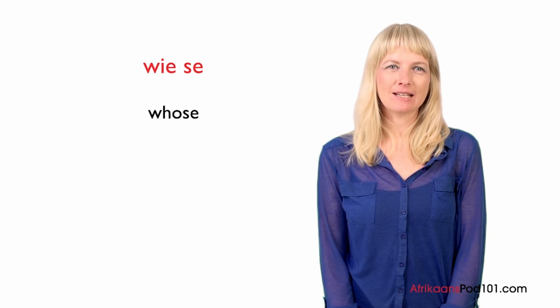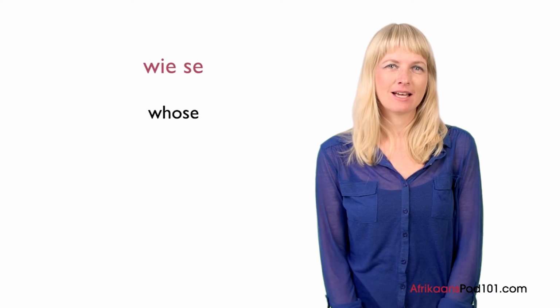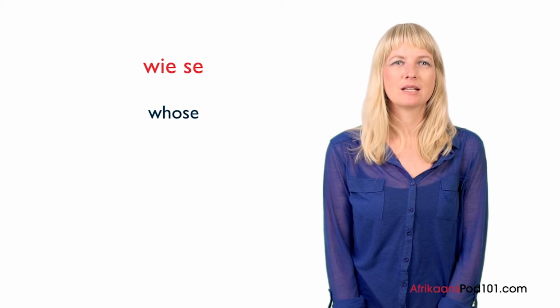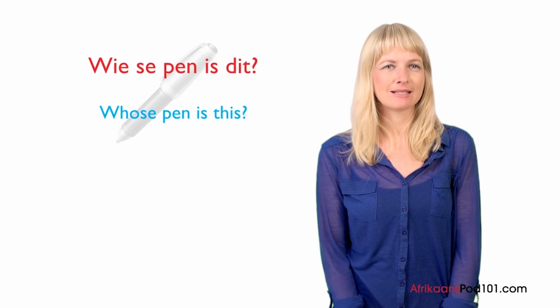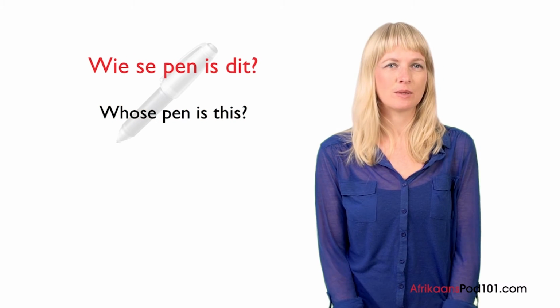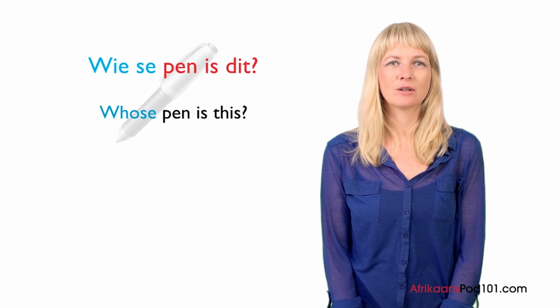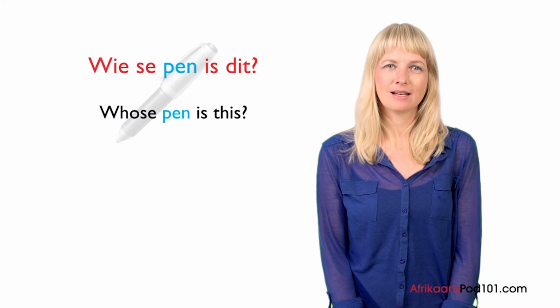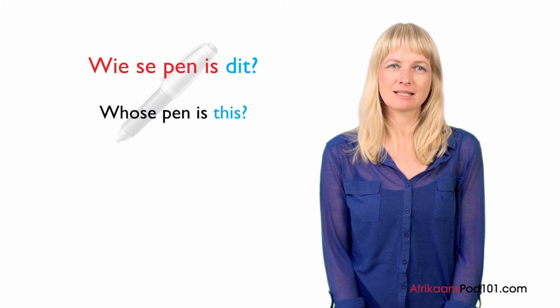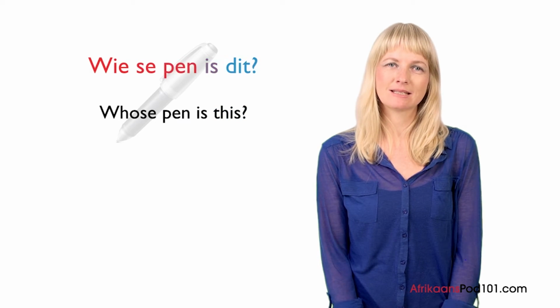Another phrase with wie that is used a lot is wiese. In this case, the meaning is different as it can be translated to whose. So if you want to ask whose pen is this, you will have to say wiese pen is dit. If we break down this question, it is wiese, which is whose, then we have pen, then we have is, which means is, and finally dit, which means this. Wie se pen is dit.